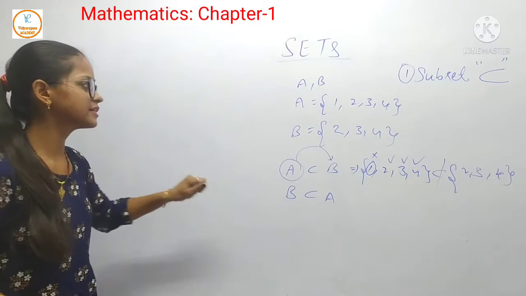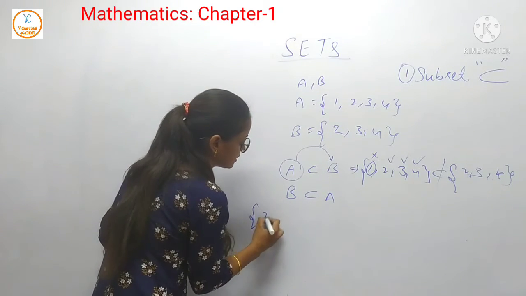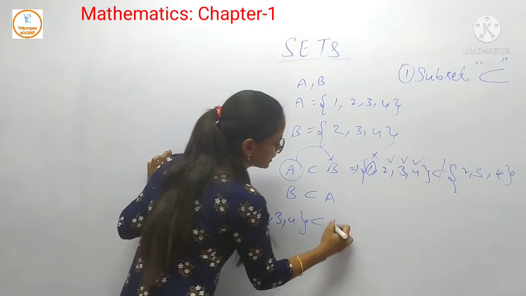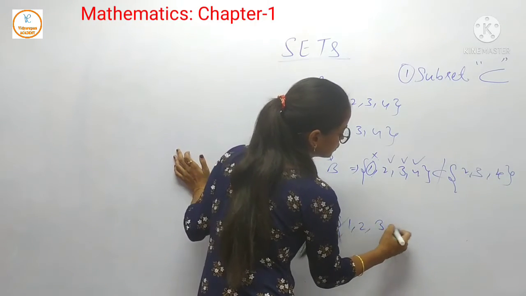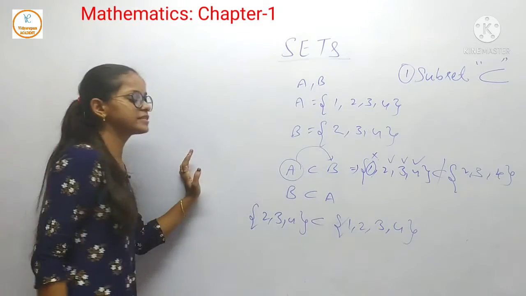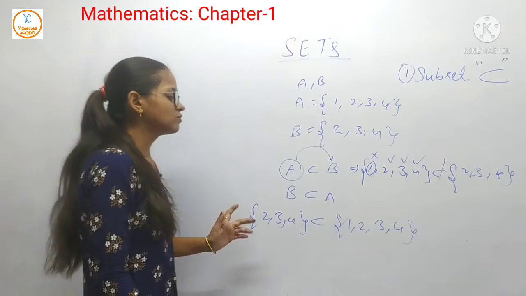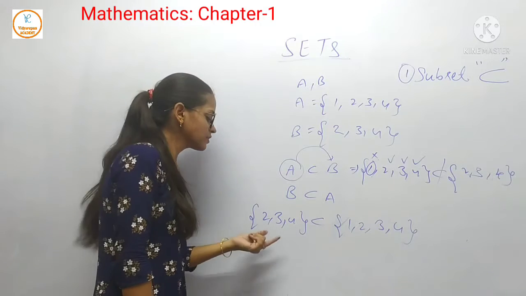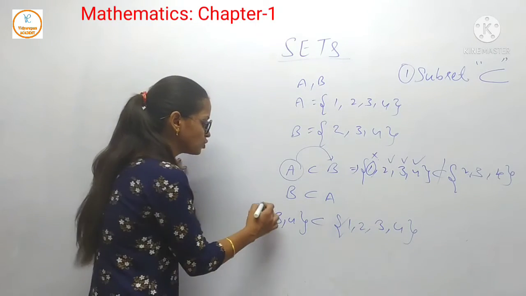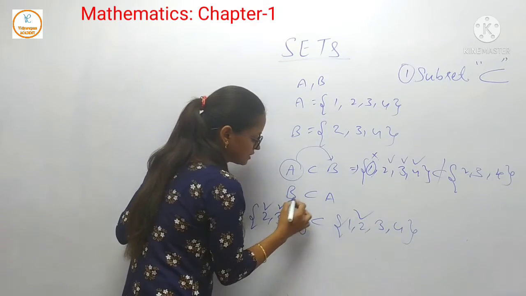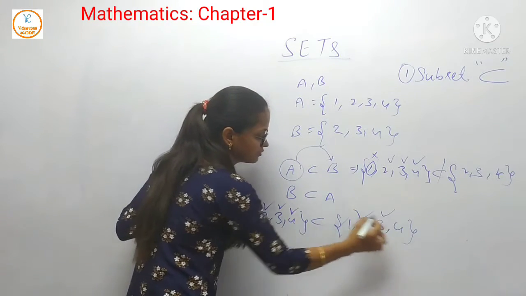Now see this condition. What are the elements? 2, 3, 4, and the elements in A are 1, 2, 3, 4. So these are the elements in the 2 sets. Now see, what is the condition for subset? All the elements on this side must be present in that set. So 2 is present here, 3 is also there, and 4 is also there.